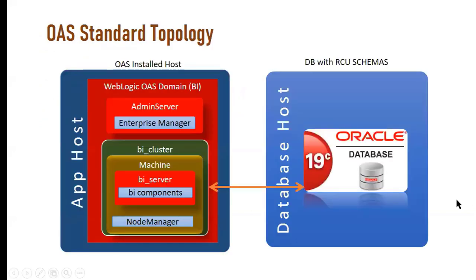We have two options. One is standard topology, where we are going to have the app host and database host, two different virtual machines or VMs we can use. Database is going to be Oracle 19c or any version 12 or above will work for OAS. On the OAS domain side, we can see here admin server, which has the Enterprise Manager running on it. And then BI cluster, it is going to have the machine where we are going to have BI server running, where the BI components, the five components we have just seen, will be running with the help of node manager.